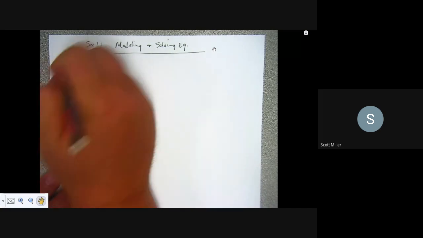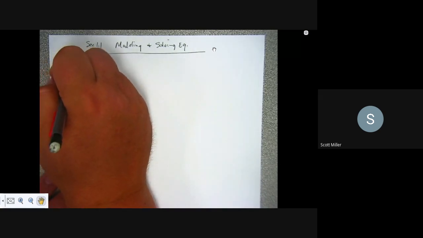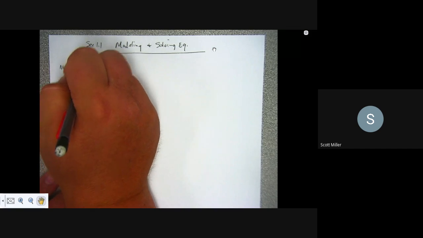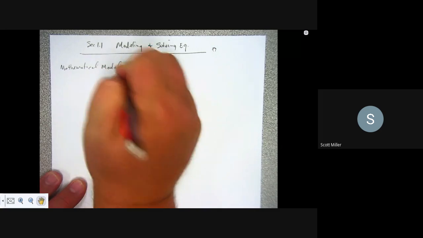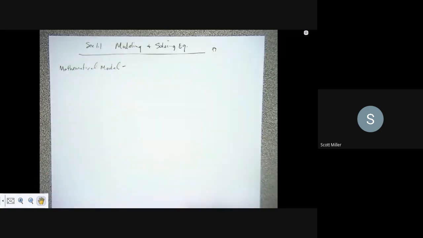There's the mathematical model. Let's look at that. We'll define that real quick. The mathematical model is a mathematical structure that approximates phenomena for the purpose of study or predicting their behavior. So, mathematical models, that's what we're looking for. This is what math is really about. This is what you'll do in the real world.